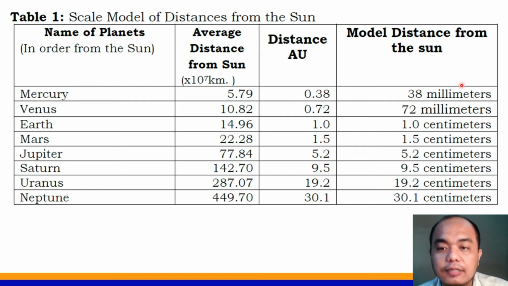Ano ba yung importance nito, class? Yung centimeter dito. Ito kasi yung gagamitin natin, class, kapag mag-construct na tayo ng model ng solar system mamaya. We will use centimeters for that. So again, yung 1 AU dito, class, ay equivalent ng almost 150 million kilometers. Kung magko-construct tayo ng model ng solar system, ang gagamitin natin for the distance of Earth and the Sun would be 1 centimeter. Okay, we will do the same in other planets also.